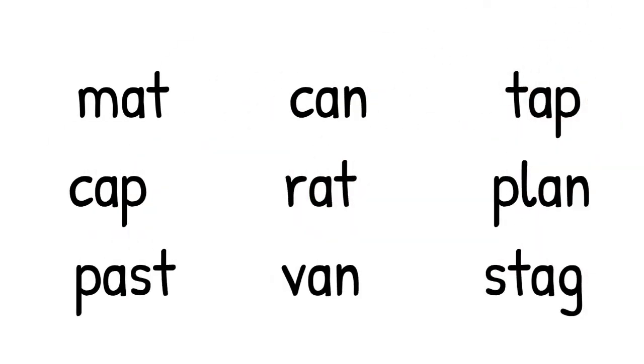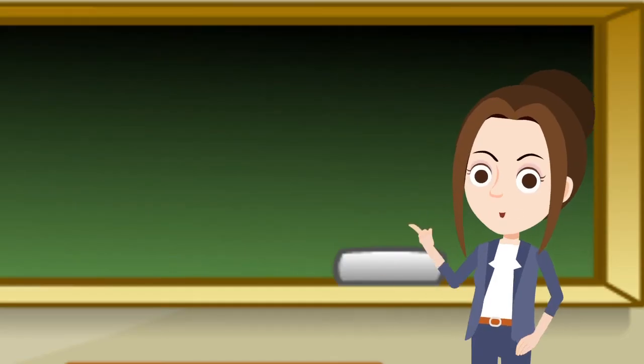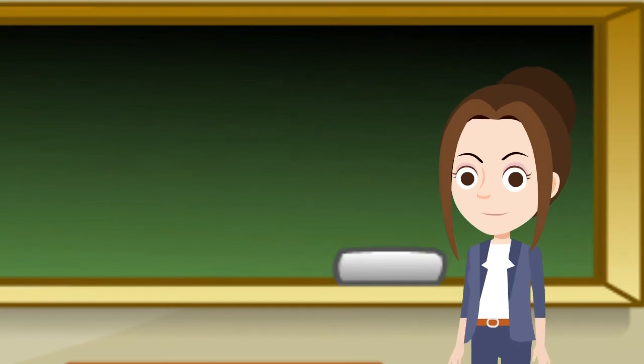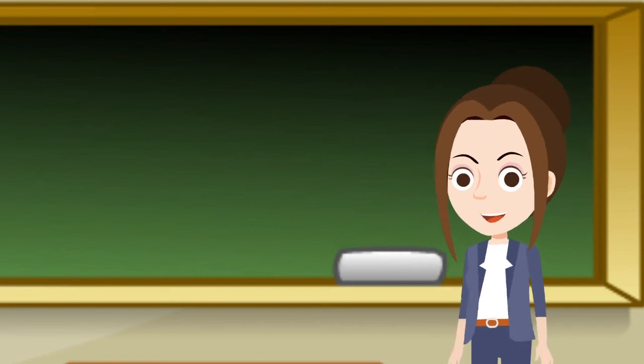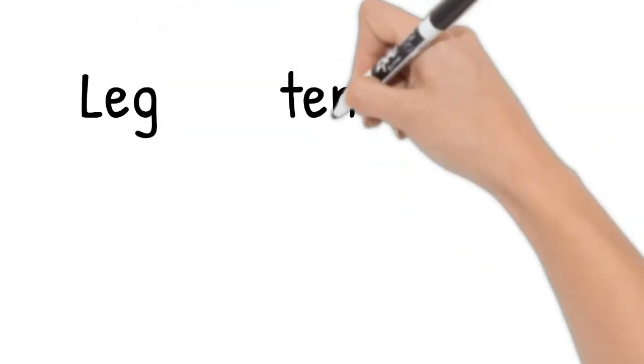Now, let's pronounce the following words: mat, can, top, cap, rat, plan, past, van, stag. What is the sound of A in those words? The sound is A, or it is called short A sound.